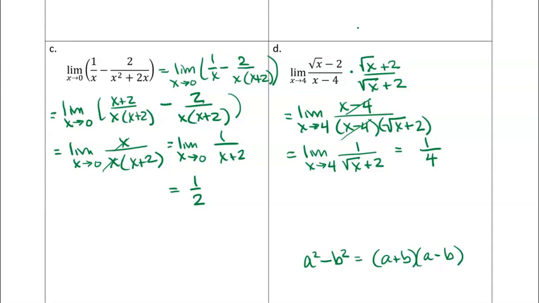So remember that trick of multiplying by the conjugate. It allows us to get rid of that square root in the numerator, and conveniently, it ends up being a factor in the denominator, so we can cancel it. So watch for that trick.